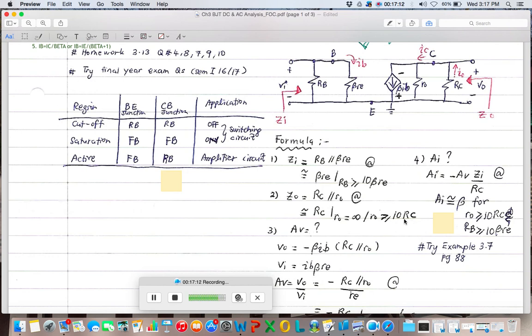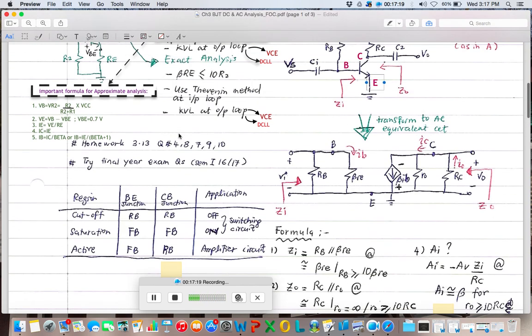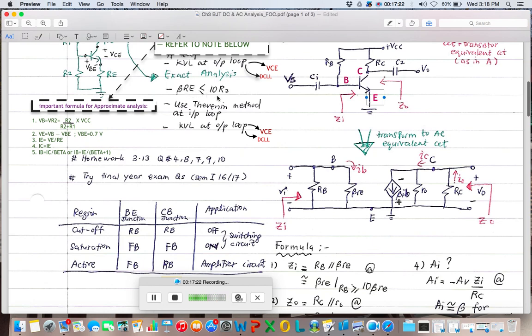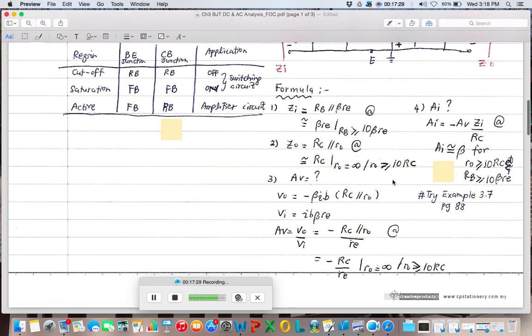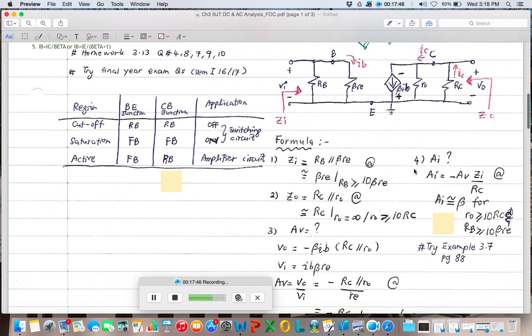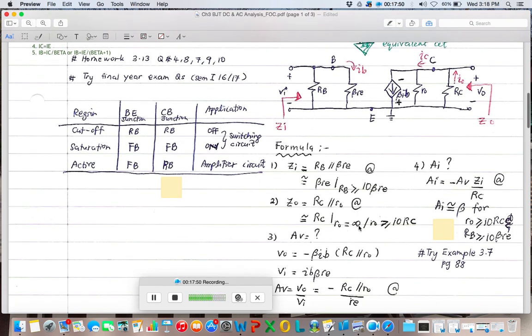You see, in AC and DC analysis, you need to remember the test conditions. Alright. In DC, only one: beta RE greater or less than 10 R2, but here in AC analysis, we encounter already two test conditions. The first one is RB is greater than 10 beta RE. Now here is R naught is greater or equal to 10 RC. Okay, so if the question tells you the R naught is infinity or R naught value is greater than 10 RC, you just straight away put down that Z naught is equal to RC.